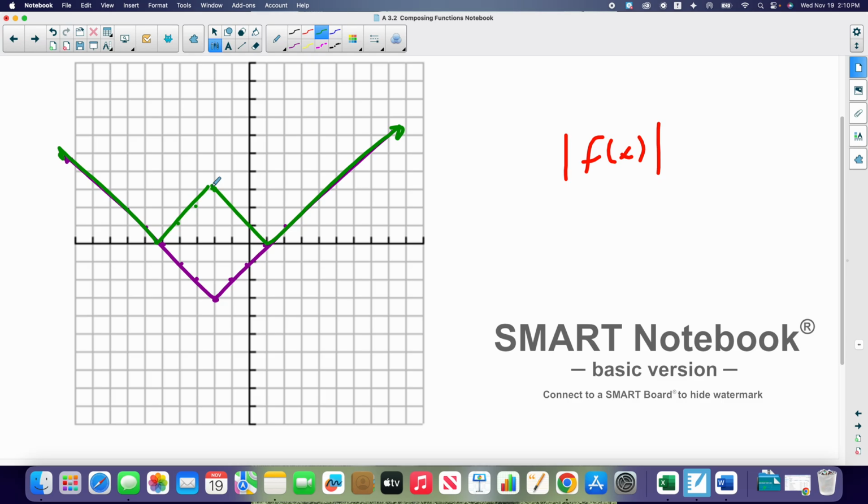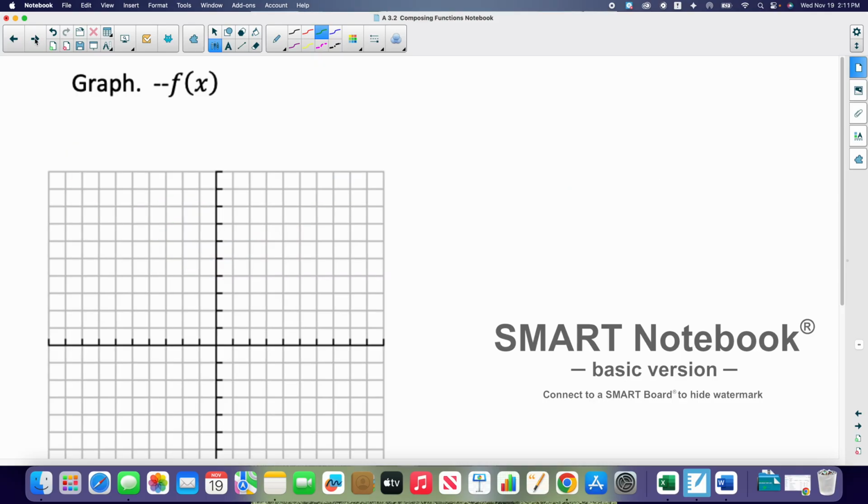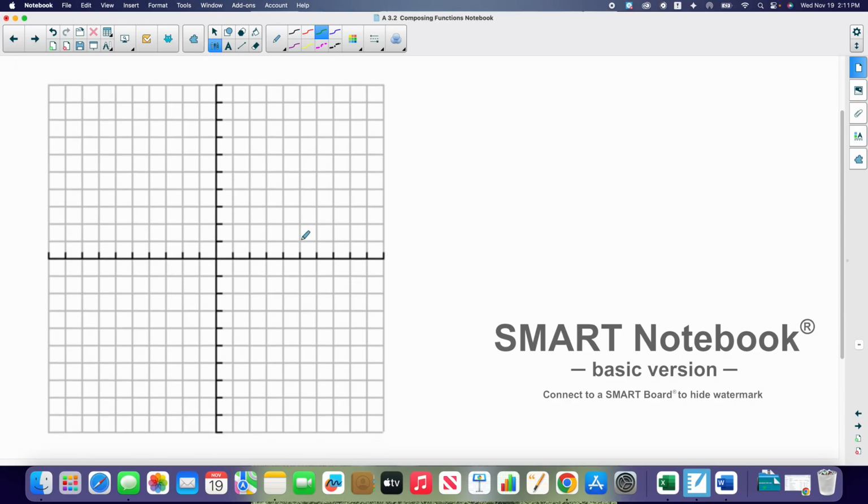Good? Now, the second one that I asked you to do. By the way, the purple would not be part of my graph. That was just my original. It got flipped up. All right? The second part I asked you to do was to take g of x and to do the absolute value of the x's. So g of x was this line right here.